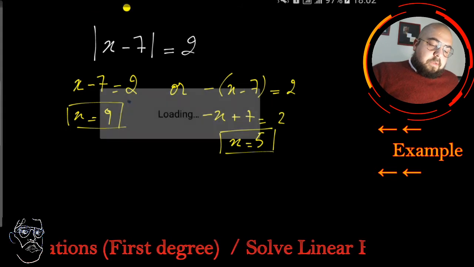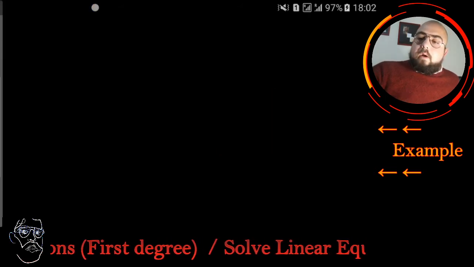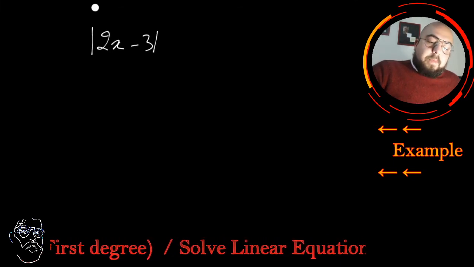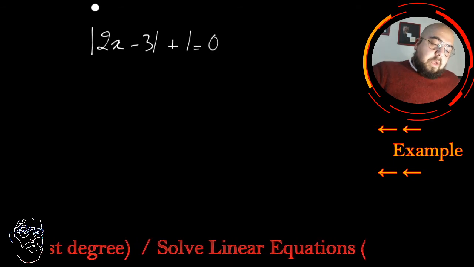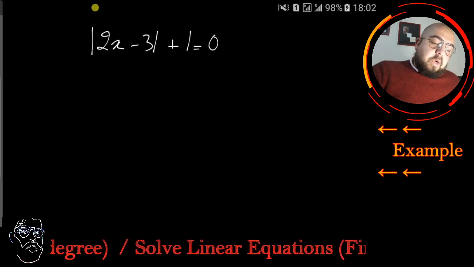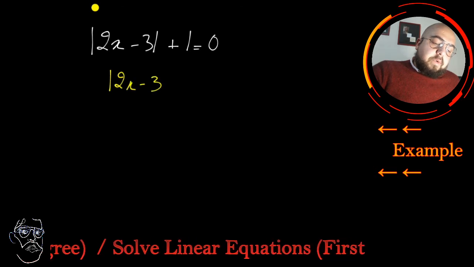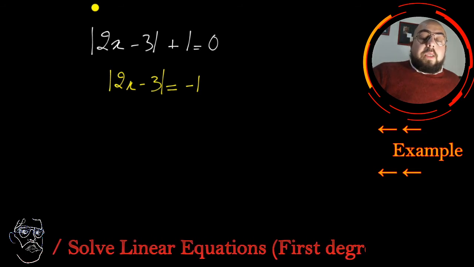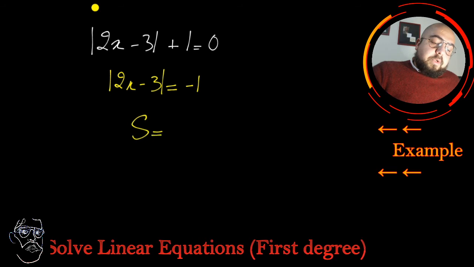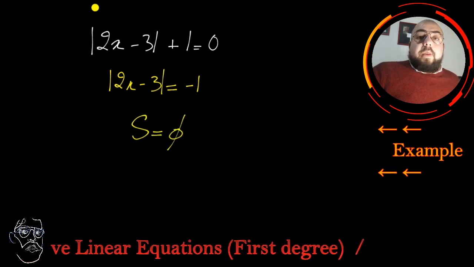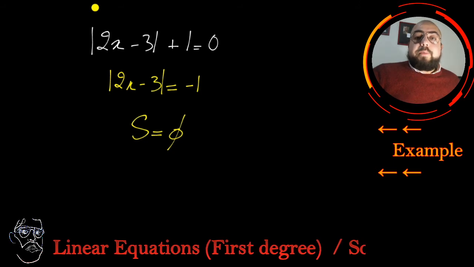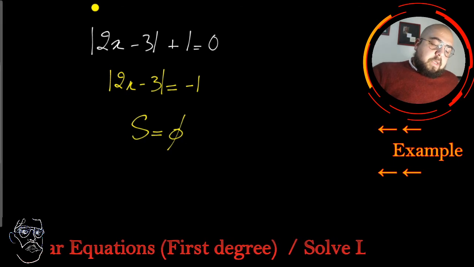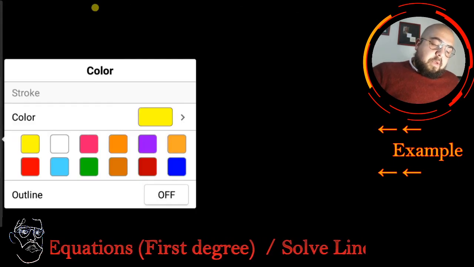Now, what about this new example? Let's say we had |2x − 3| + 1 = 0. You have to write down the absolute value, |2x − 3| = −1. Once you think about it, an absolute value could not be negative, so you simply say the solution is the empty set. There are no values of x for which you will obtain the absolute value of 2x − 3 as −1.